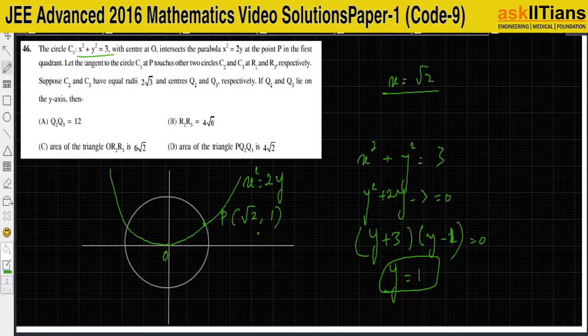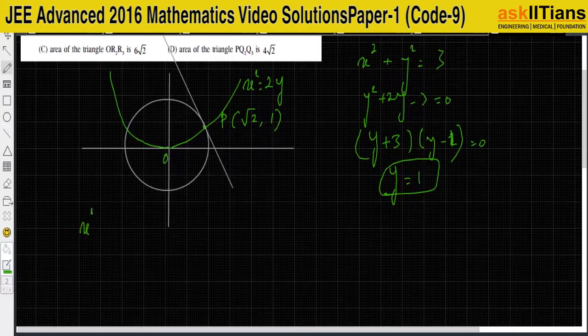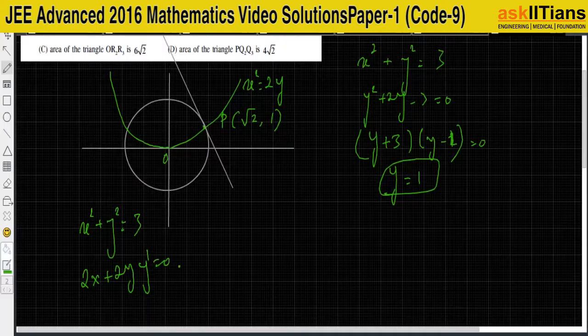So point P we got it, and now it's given that the tangent to C1, to this circle, at P touches. So let's write down the equation of tangent to C1 at point P. It will be something like this. This is tangent. So equation of tangent will be, what is the curve? The curve is x square plus y square is equal to 3. So let me find out the slope. That will be 2x plus 2y y dash is equal to 0. From here y dash is minus x by y, which is minus root 2 by 1. So slope is minus root 2.